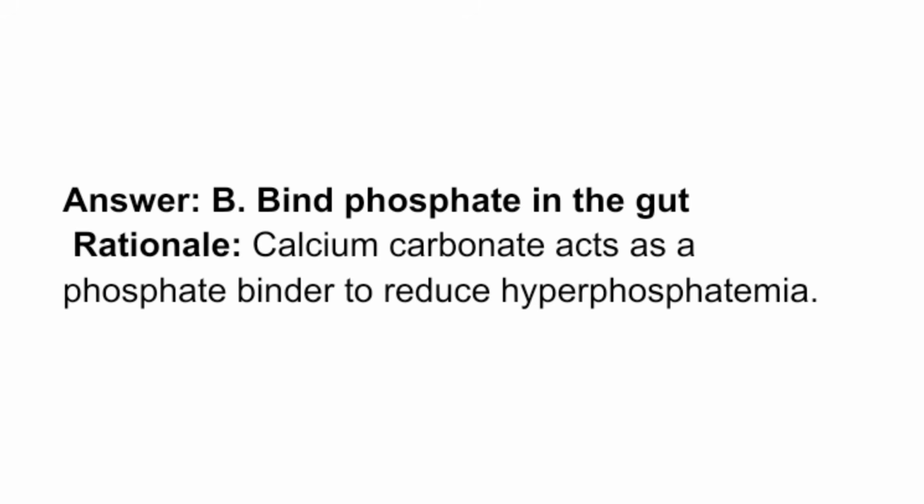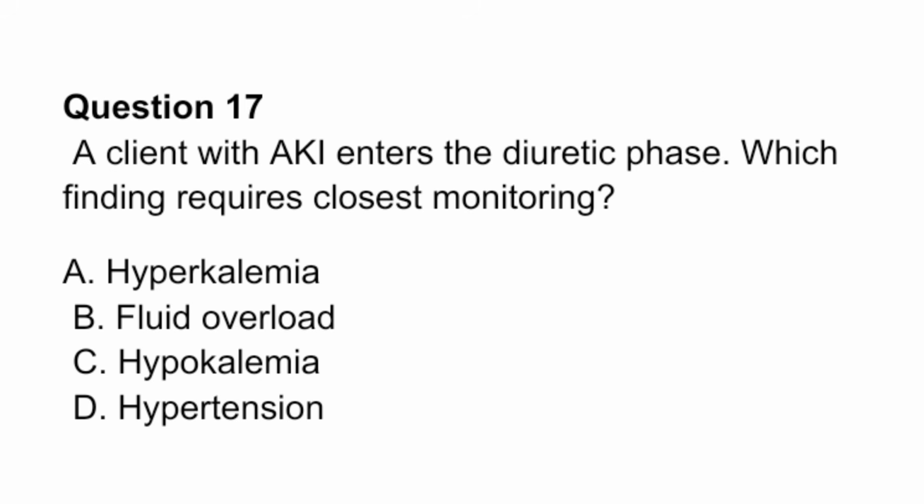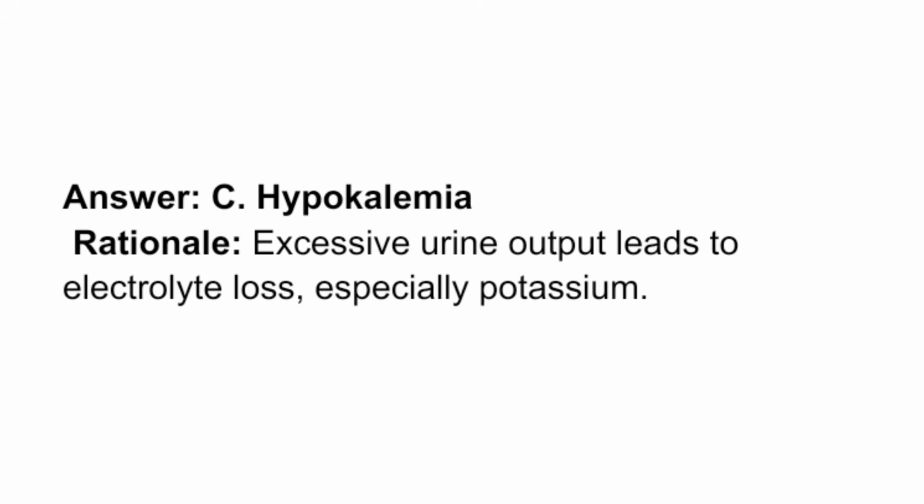Rationale: calcium carbonate acts as a phosphate binder to reduce hyperphosphatemia. Question 17. A client with AKI enters the diuretic phase. Which finding requires closest monitoring? A. Hyperkalemia. B. Fluid overload. C. Hypokalemia. D. Hypertension. Answer: C. Hypokalemia. Rationale: excessive urine output leads to electrolyte loss, especially potassium.